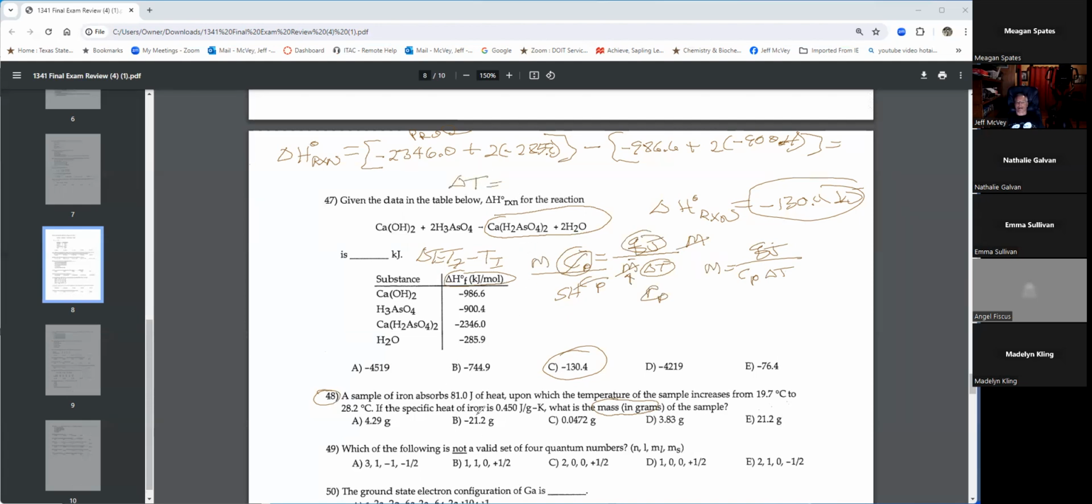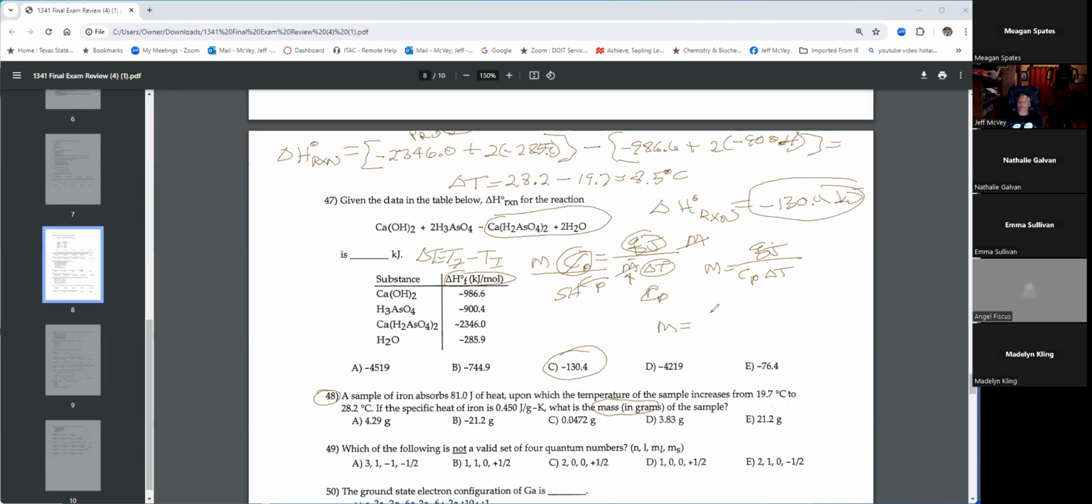What are we doing? It's going from 19.7 to 28.2. So that's going to be 28.2, that's temp final, minus 19.7. So 28.2 minus 19.7 gives me 8.5. 8.5 degrees Celsius. So let's plug and chug.